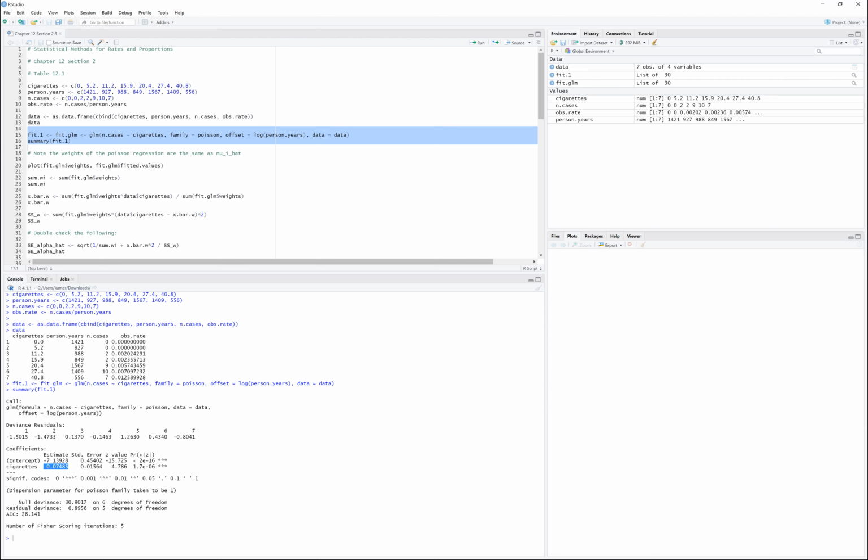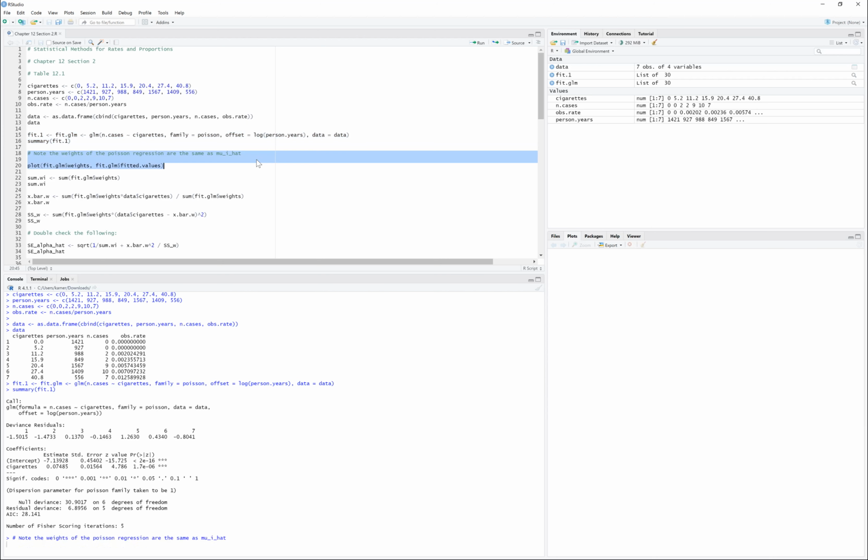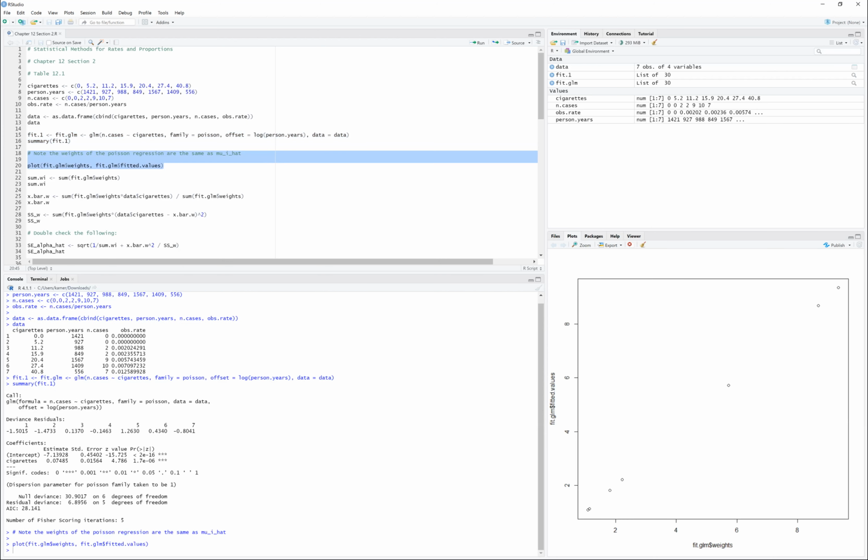All right. So what I want to do here is to note that the weights of a Poisson model are equal to the fitted values. So I'm going to just plot them and see if they lie on a line. And they do. So we see that in general for a Poisson regression, these weights are going to be equal to the fitted values.